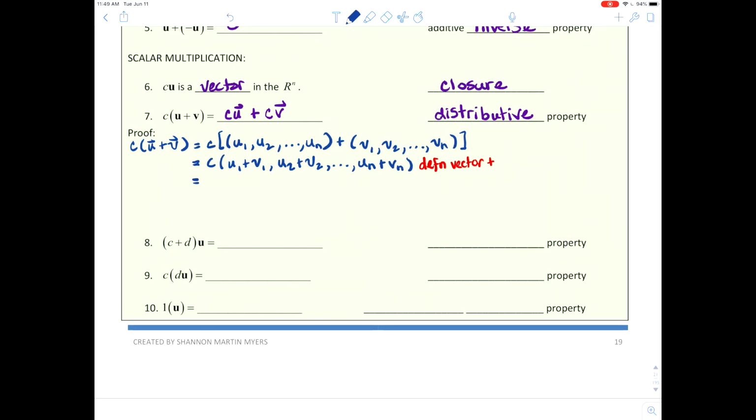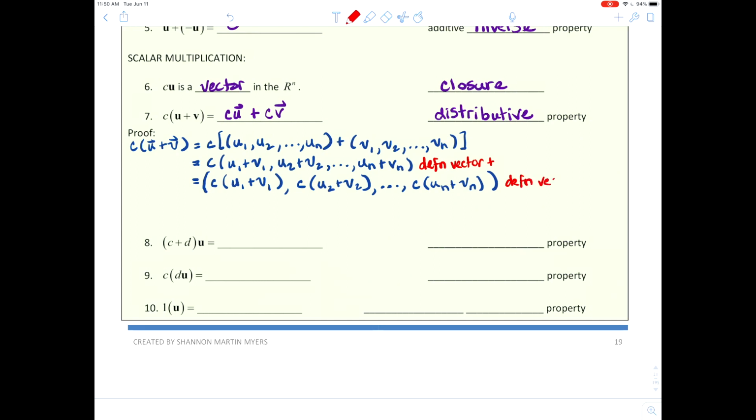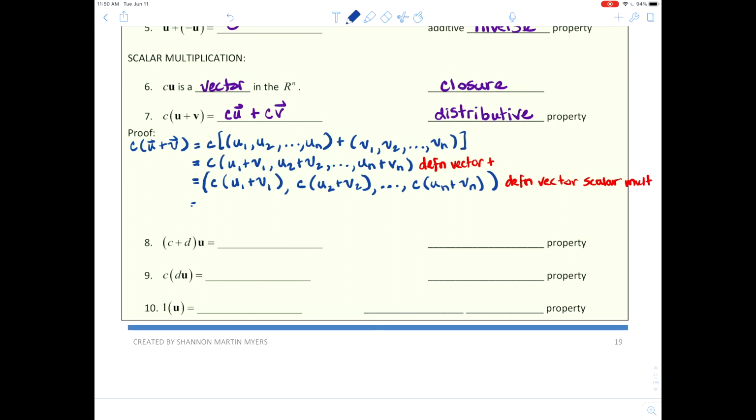All right, so now the definition of vector scalar multiplication said that we can bring the c into each component of a vector. So be careful, because you're going to have c times the quantity u1 plus v1. Can't use distributive yet. c times the quantity u2 plus v2, and we're using the definition of scalar multiplication, all the way down to c times the quantity un plus vn. Definition, vector scalar multiplication.